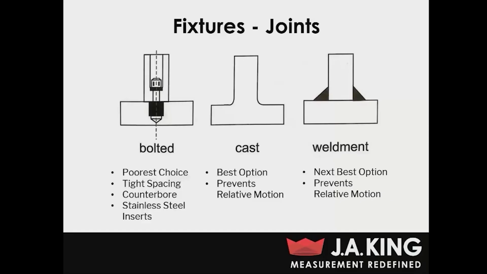Another issue that you could run into with bolted fixtures is, since we're using relatively soft materials for your vibration fixtures, you might be concerned about bolts actually pulling out of the fixture itself. So one thing you can do to help mitigate that issue is by using stainless steel inserts, and that's going to give you something more rigid to actually thread your bolts into.